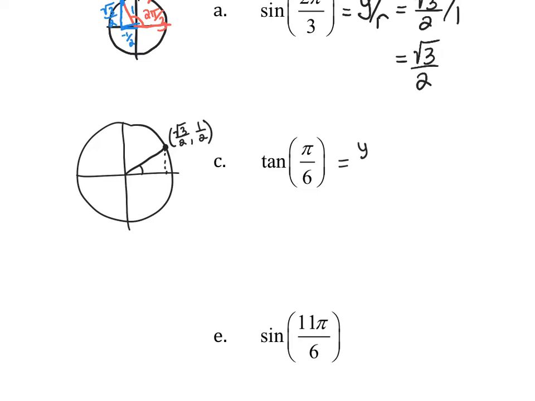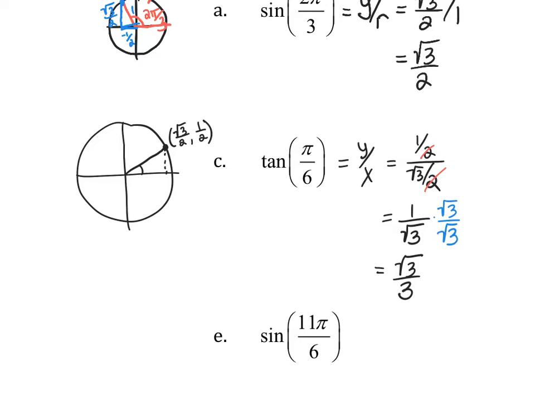Tangent is the y divided by the x. So 1/2 divided by root 3 over 2. They both have denominators of 2 that will cancel. So now I have 1 over square root of 3, and I rationalize that. Eventually you'll get to the point where you can see what the rationalized answer will be without building the fractions. This ends up being root 3 over 3.